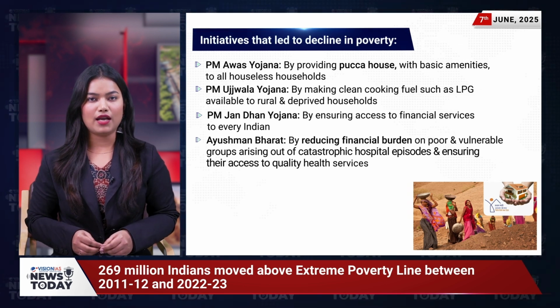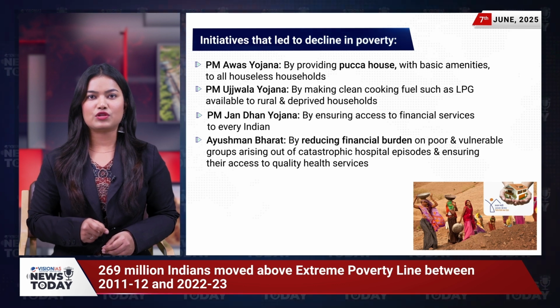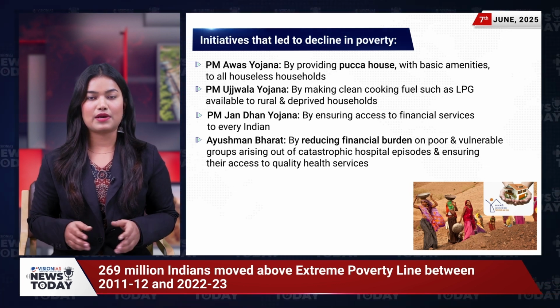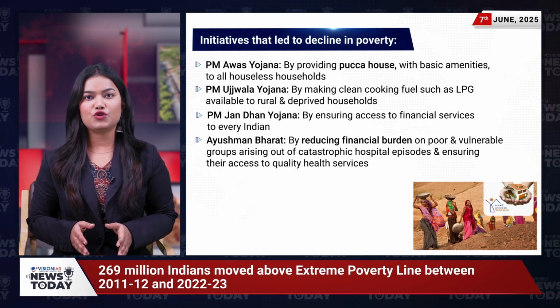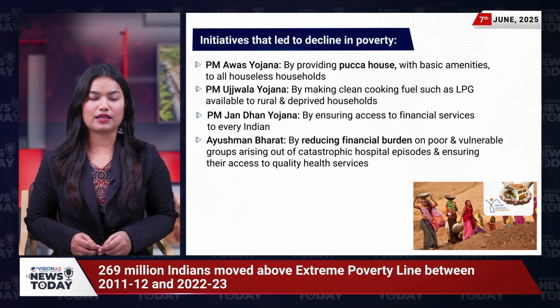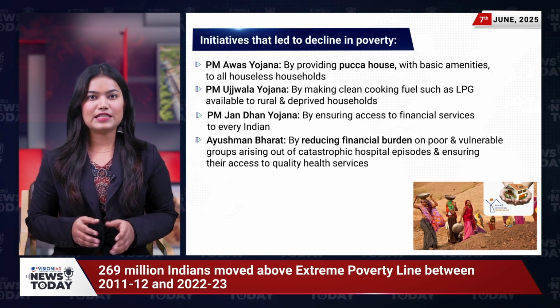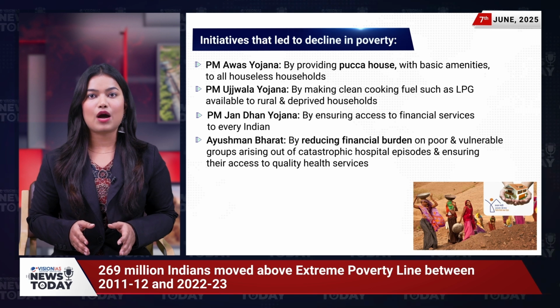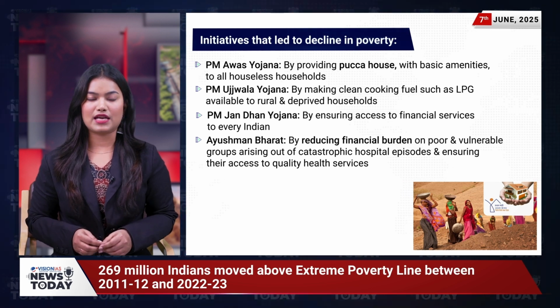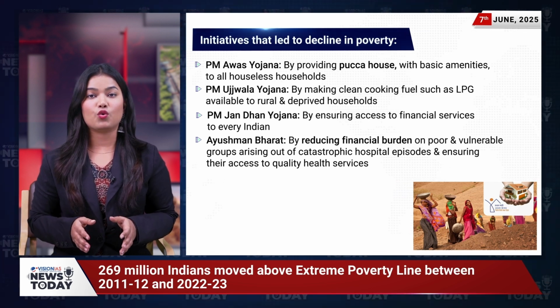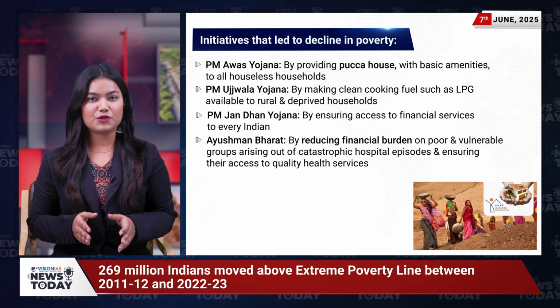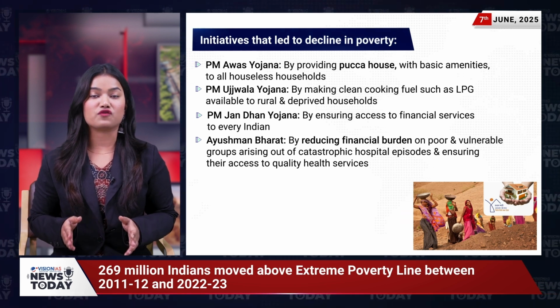And with Ayushman Bharat, the government reduced the financial burden on vulnerable families during medical emergencies while ensuring they could access quality healthcare. Together, these measures have contributed to what is now a significant transformation in India's poverty landscape, showing not only statistical improvement, but real, tangible change in the lives of millions.